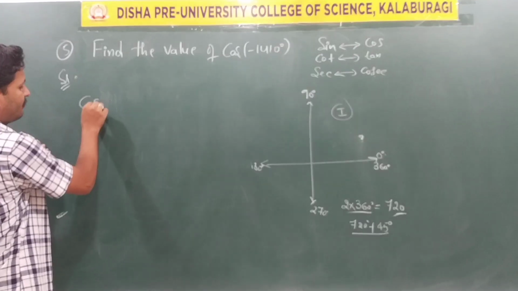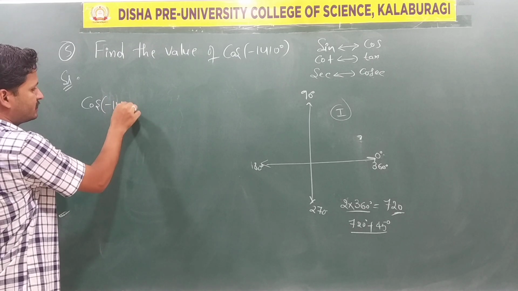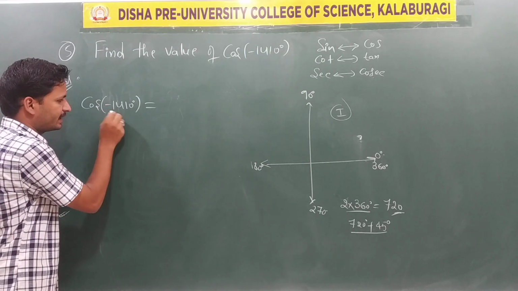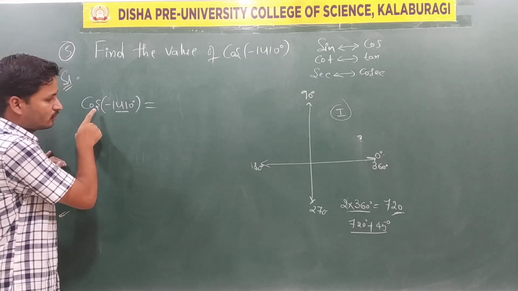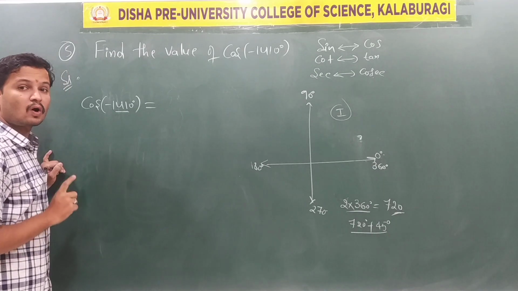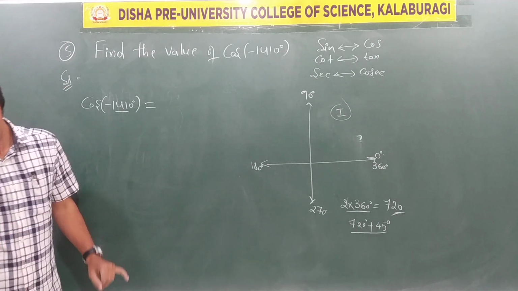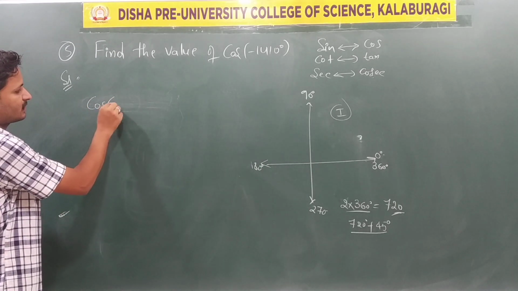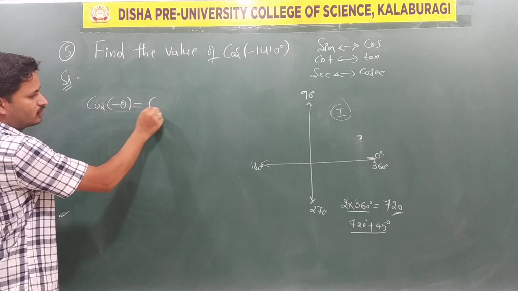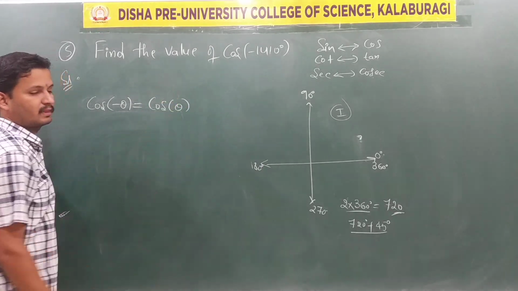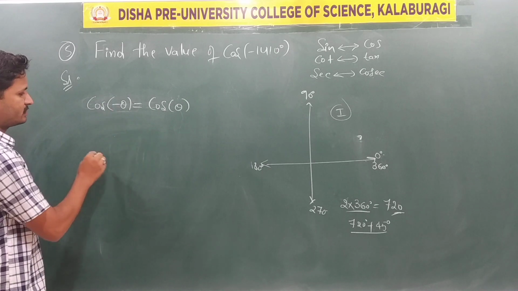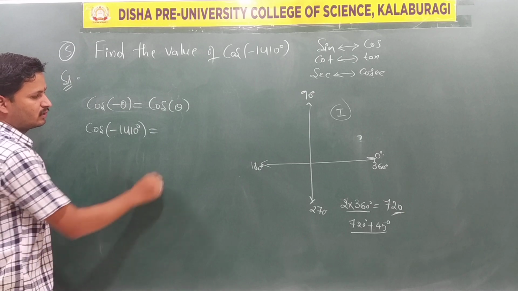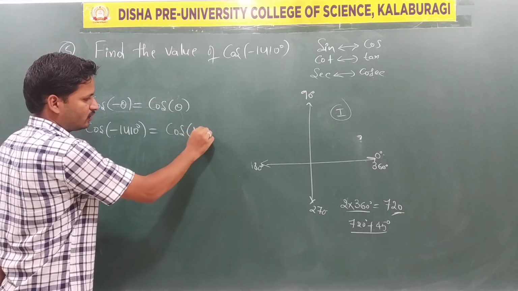Cos of minus 1410 degree, so this is of the form cos of minus theta. So cos of minus theta is equal to cos theta. Here we need to use the result, cos of minus theta is equal to plus cos theta. So cos of minus 1410 degree is equal to plus cos of 1410 degree.